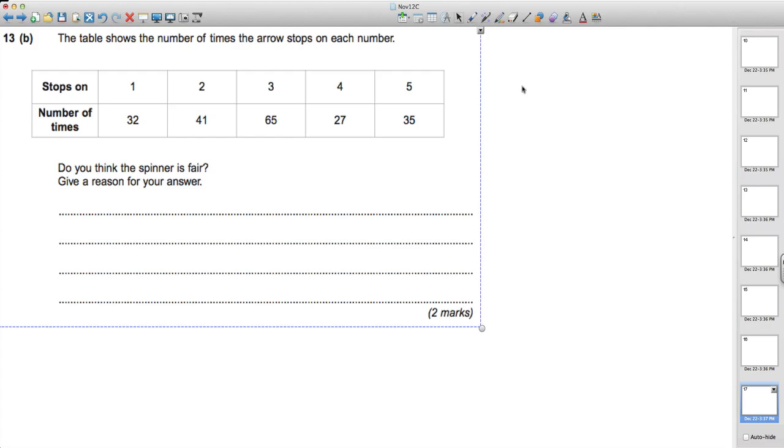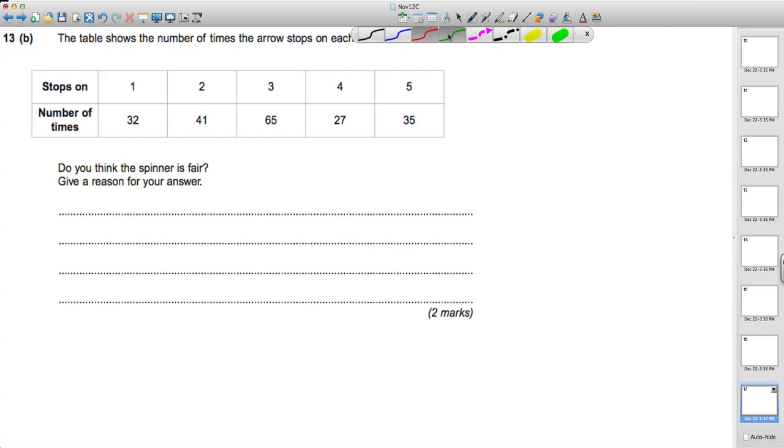However, the next part says, after we spun it these number of times, this is what happened. Do you think the spinner is fair? Well, that's quite close to 40, that's quite close to 40, that's quite close to 40. These two aren't. It may or may not be fair. To be honest, you actually don't know. So, I would probably state that you cannot tell.